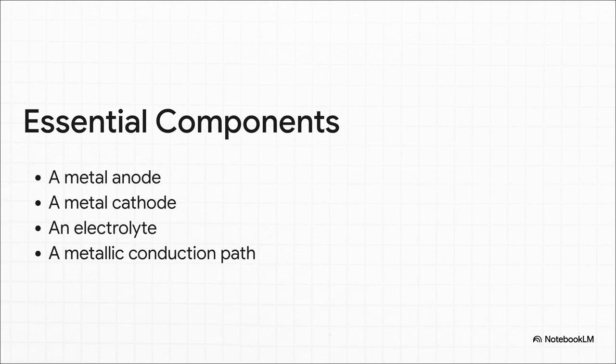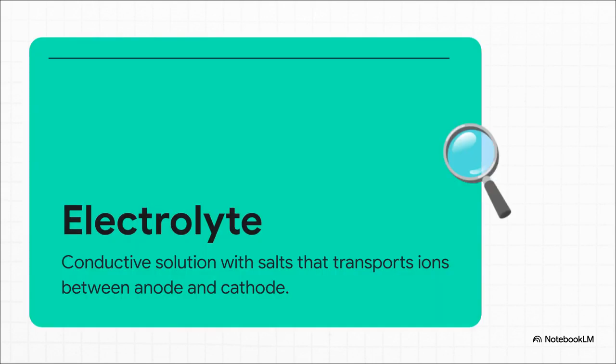Now, if you're sitting there thinking, wait, that sounds exactly like a battery, you hit the nail on the head. A corroding piece of metal is literally just a short-circuited galvanic cell. The energy of the metal is being actively dissipated as electricity. And the craziest part? If you remove even one of these 4 components, the entire corrosion process just completely stops dead in its tracks.